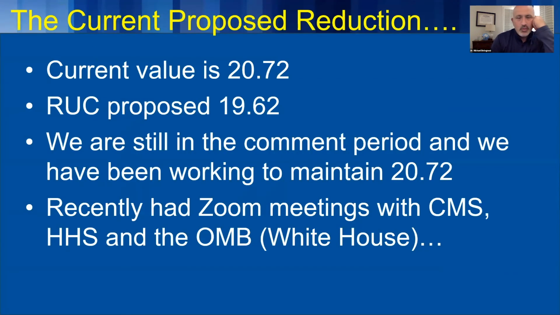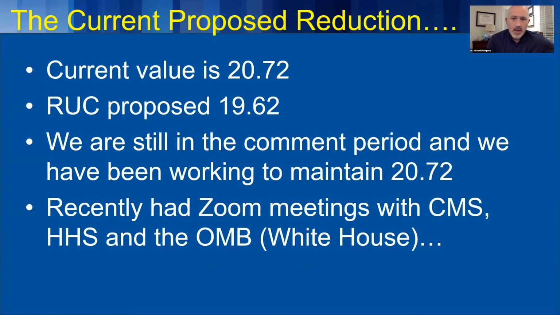Unfortunately, we're under the gun again and have been since 2018. Our current value for hip and knee is 20.72, and that again generates what you get paid. And remember, the RUC or CMS really only has a certain amount of money, and they have to find ways to cut the one big pie into little pieces to make it work. They've proposed again to cut us to 19.62, and we're in the comment period relative to the final rule.